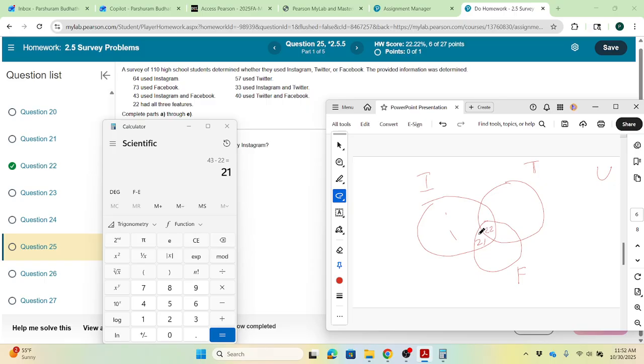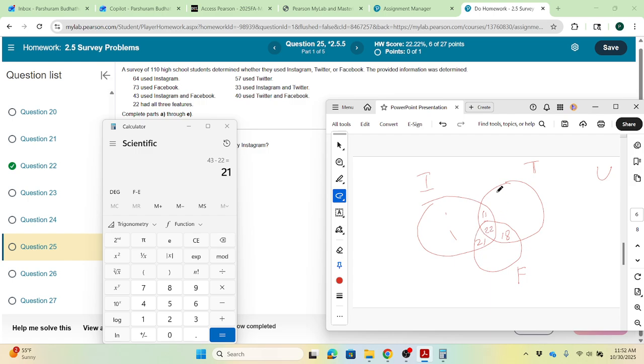73 used Facebook. 40 used Twitter and Facebook. So Twitter and Facebook 40, but 22 is already here. So the rest is 18. 18 plus 22 is 40. 33 use Instagram and Twitter. Instagram and Twitter, 22 is already here, so 11 goes here.